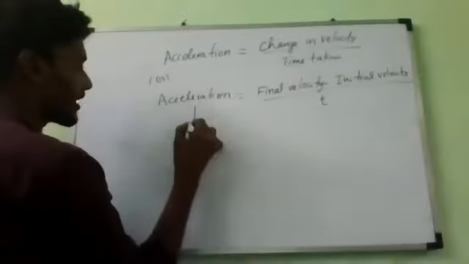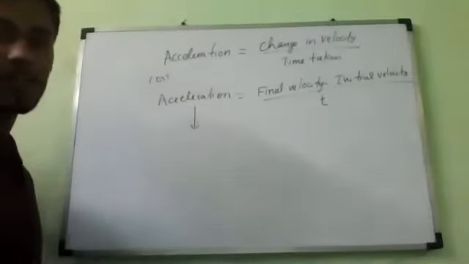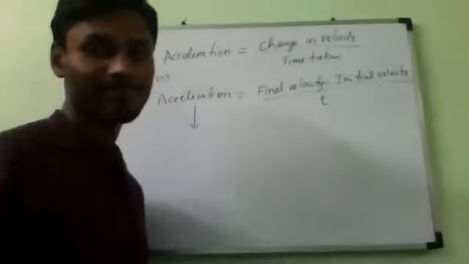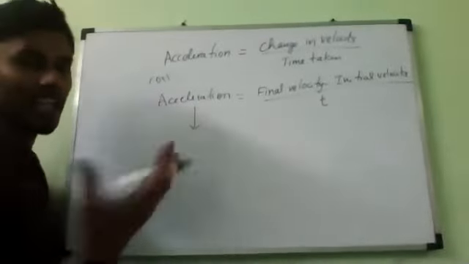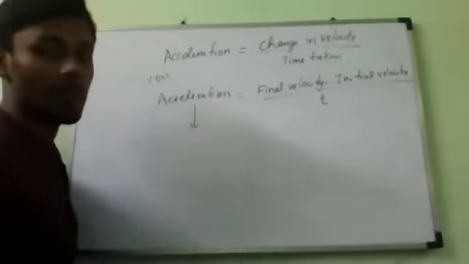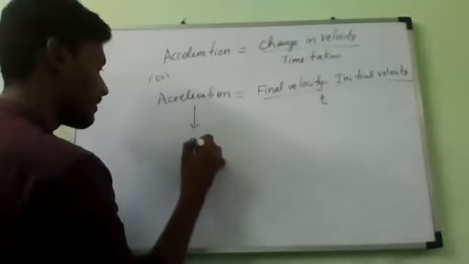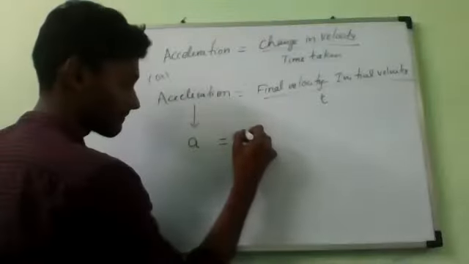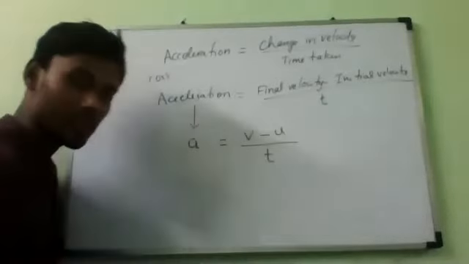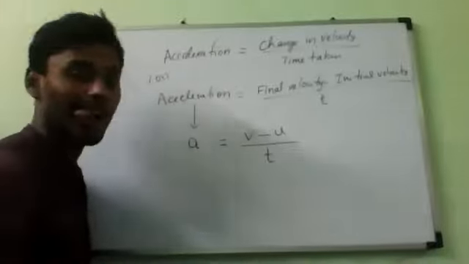Yes, sir. Now, substitute with the symbols. What is the symbol of acceleration? A. Final velocity V minus initial velocity U, divided by time taken T. That's all. Is it yes or no?